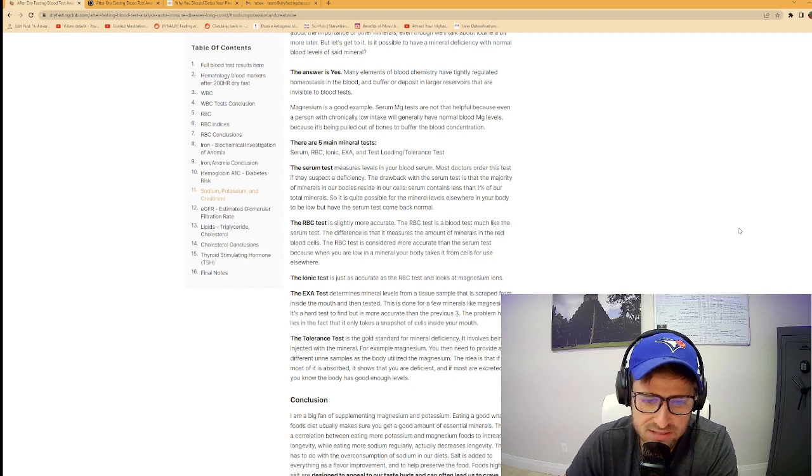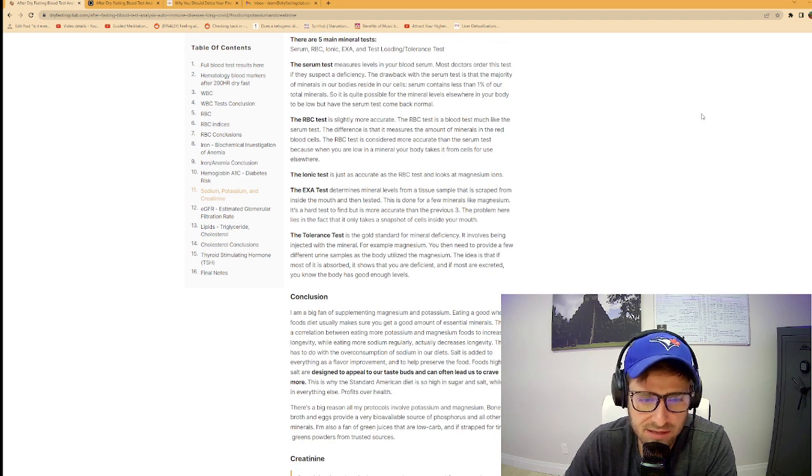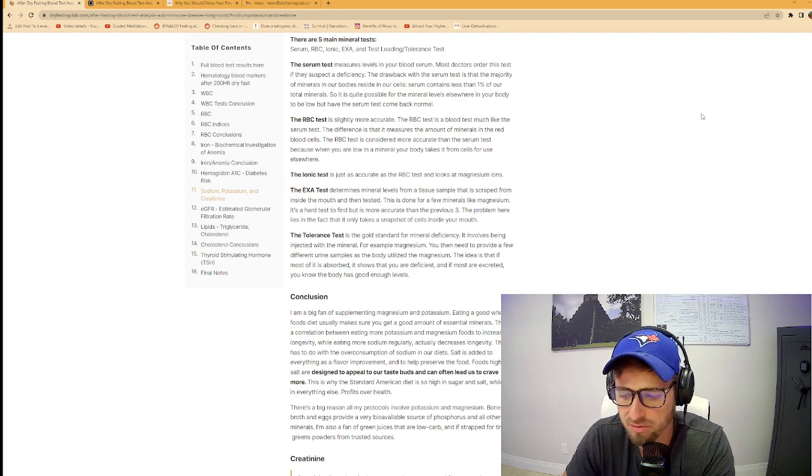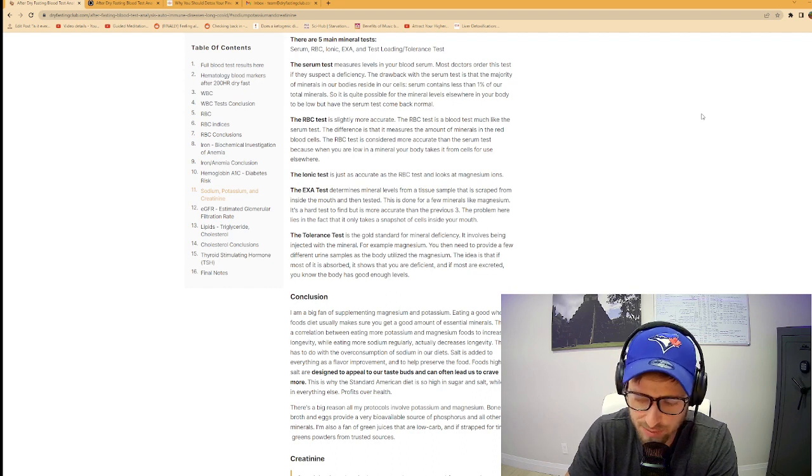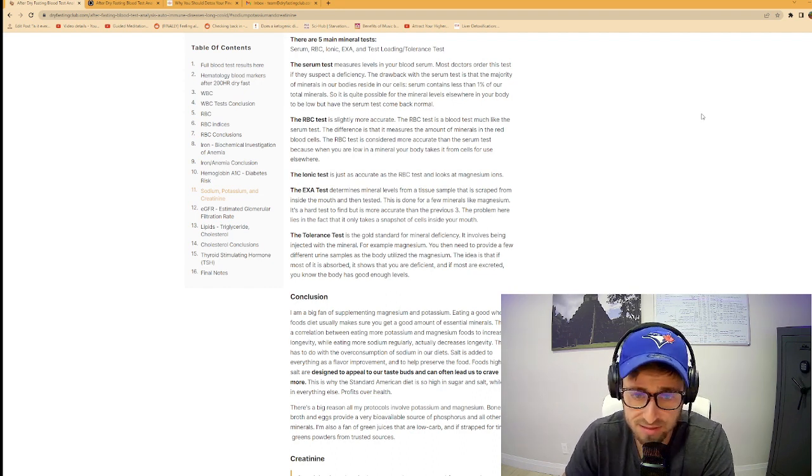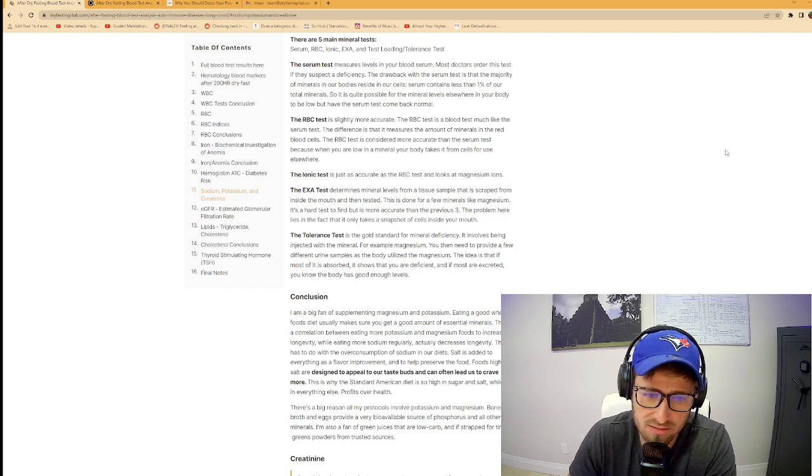If you're looking for a test that can actually tell if you're deficient, you can do something called the tolerance test, and it's the gold standard for mineral deficiency. It involves being injected with the mineral, for example, magnesium. You then need to provide a few different urine samples as the body utilizes the magnesium. The idea is that if most of it is absorbed, it shows you that you are deficient. And if most of it is excreted in the urine, you know the body has good enough levels. The tolerance test is usually expensive and takes multiple urine tests throughout the day or days. That's why most people don't do it and why doctors don't do it as well, unless you pay out of pocket.